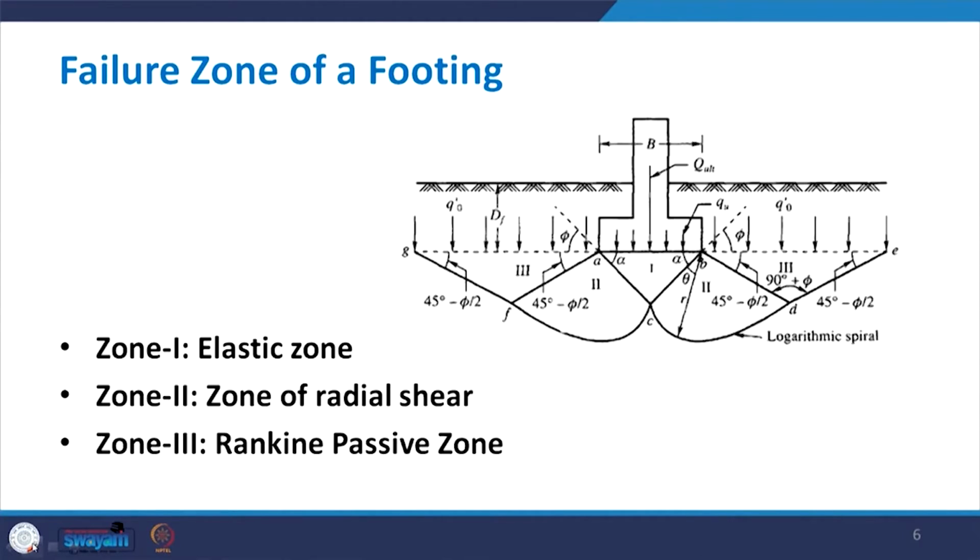This slide is indicating the failure zones, and you can see that there is the first zone, which is the elastic zone, and then you have the plastic zones. Then there are two radial shear zones, while the third one is called the passive zone, which is also on both sides of the footing. So, under these three zones Terzaghi carried out the analysis for the footing.